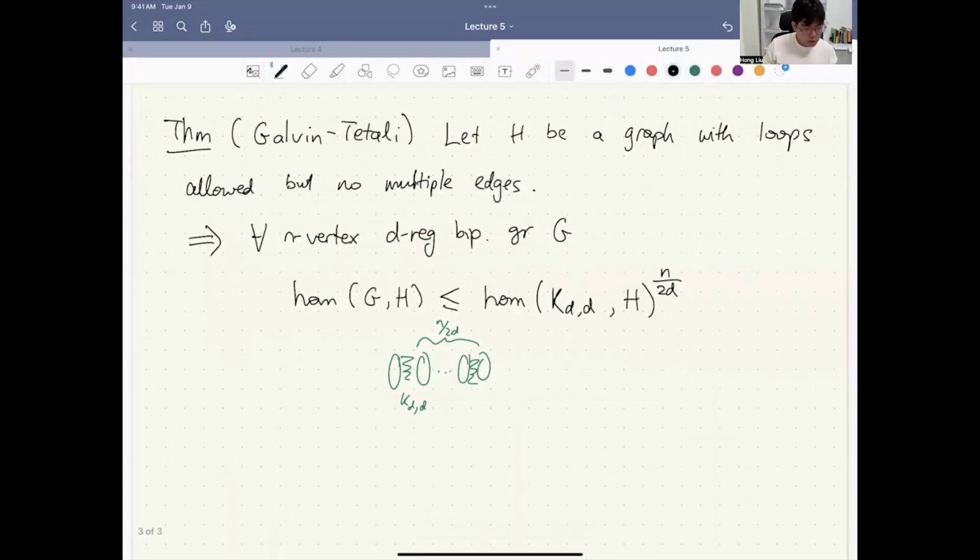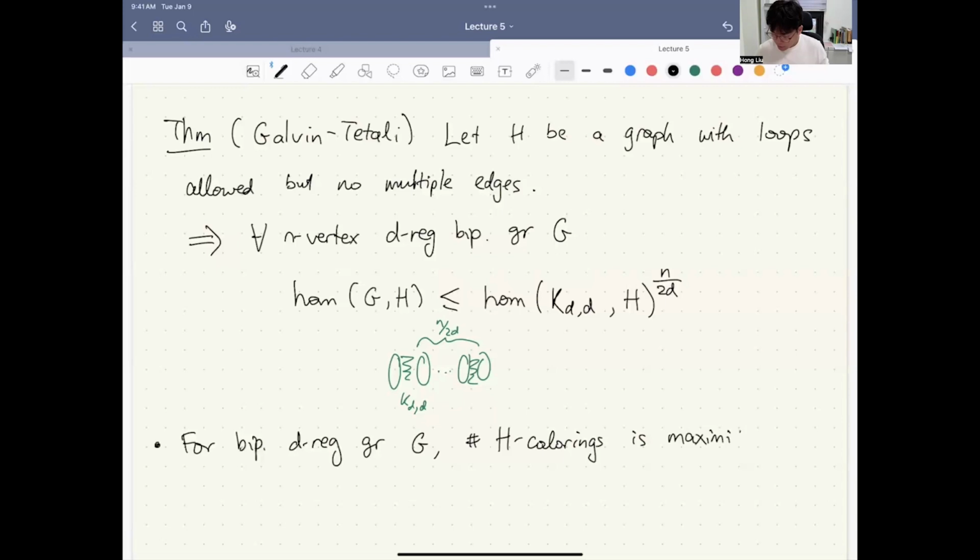So this is saying that for bipartite d-regular graphs G, the number of H colorings, such homomorphisms from G to H, is maximized when G is a disjoint union of KDD.